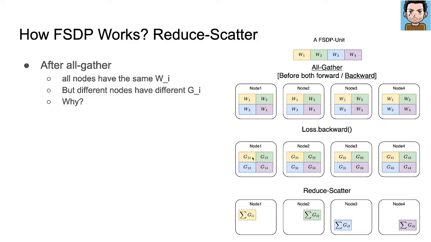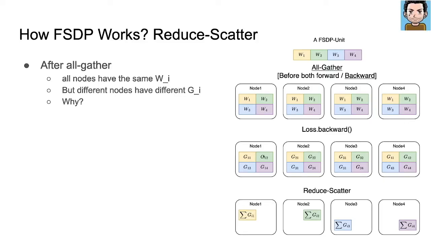For instance, the first GPU will have gradient G11, while GPU 2 will have gradient G21, and so on. Indeed, all these GPUs have the same weights, as you can see here, but they have different gradients. And the question is, why do they have different gradients? I'm going to give the answer to this question, but if you don't know the answer already, please pause this video and think about it for a few seconds.